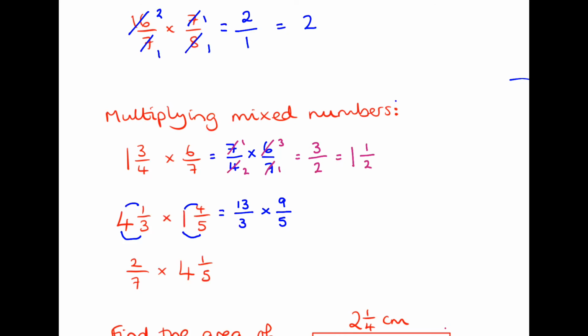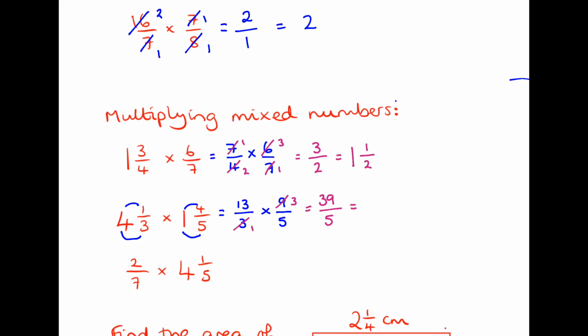Well, we can't do anything with the 13 and the 5, but the 9 and the 3 are both in the 3 times table. So dividing these by 3, there's 3 3s there and 1 3 there. So altogether, we've got 13 times 3, which is 39 on the top. We've got 1 times 5 on the bottom. So it's 39/5.